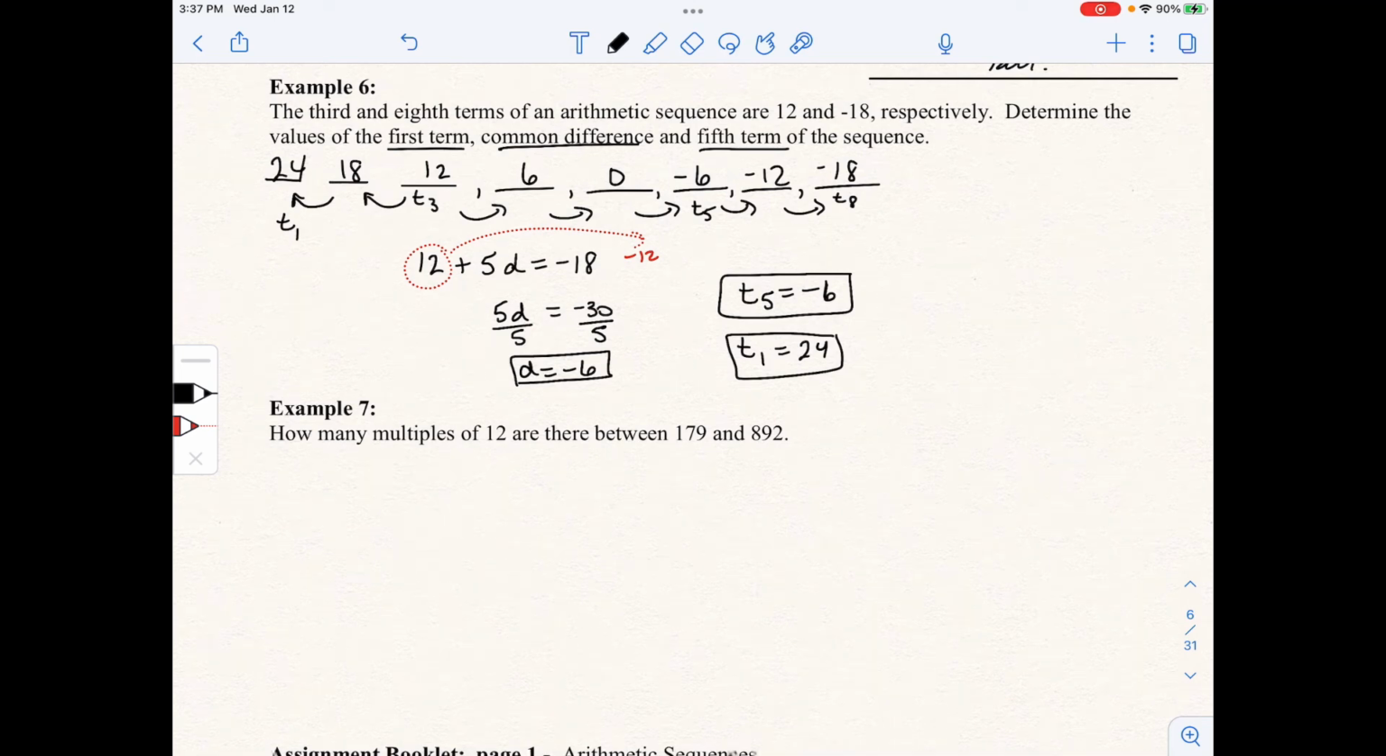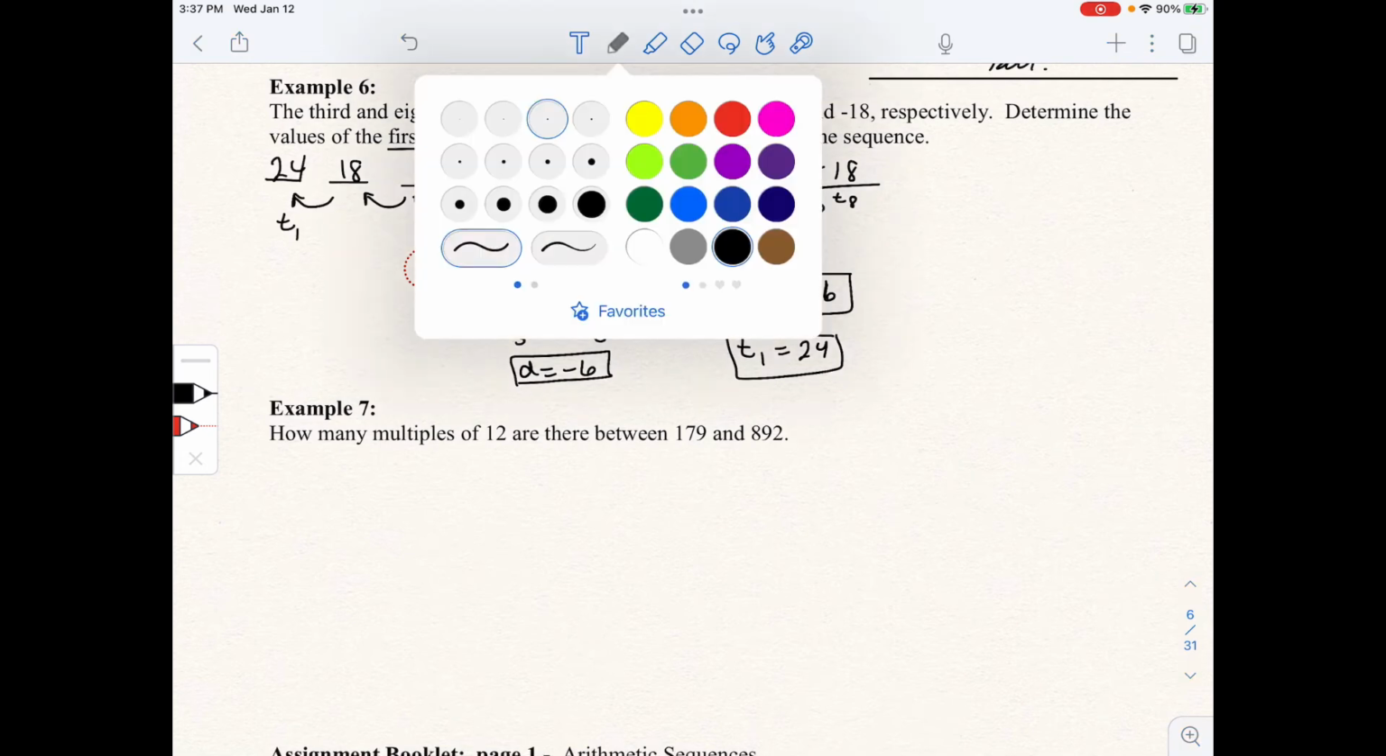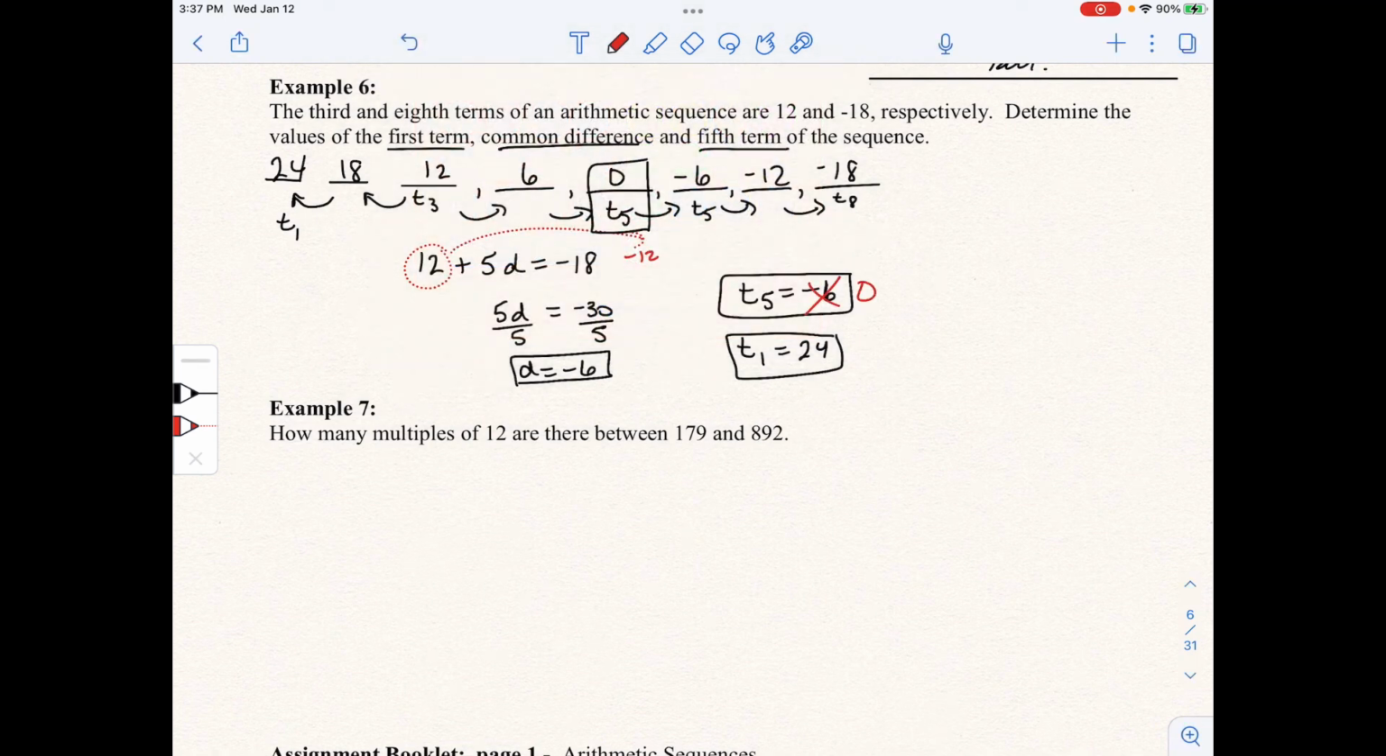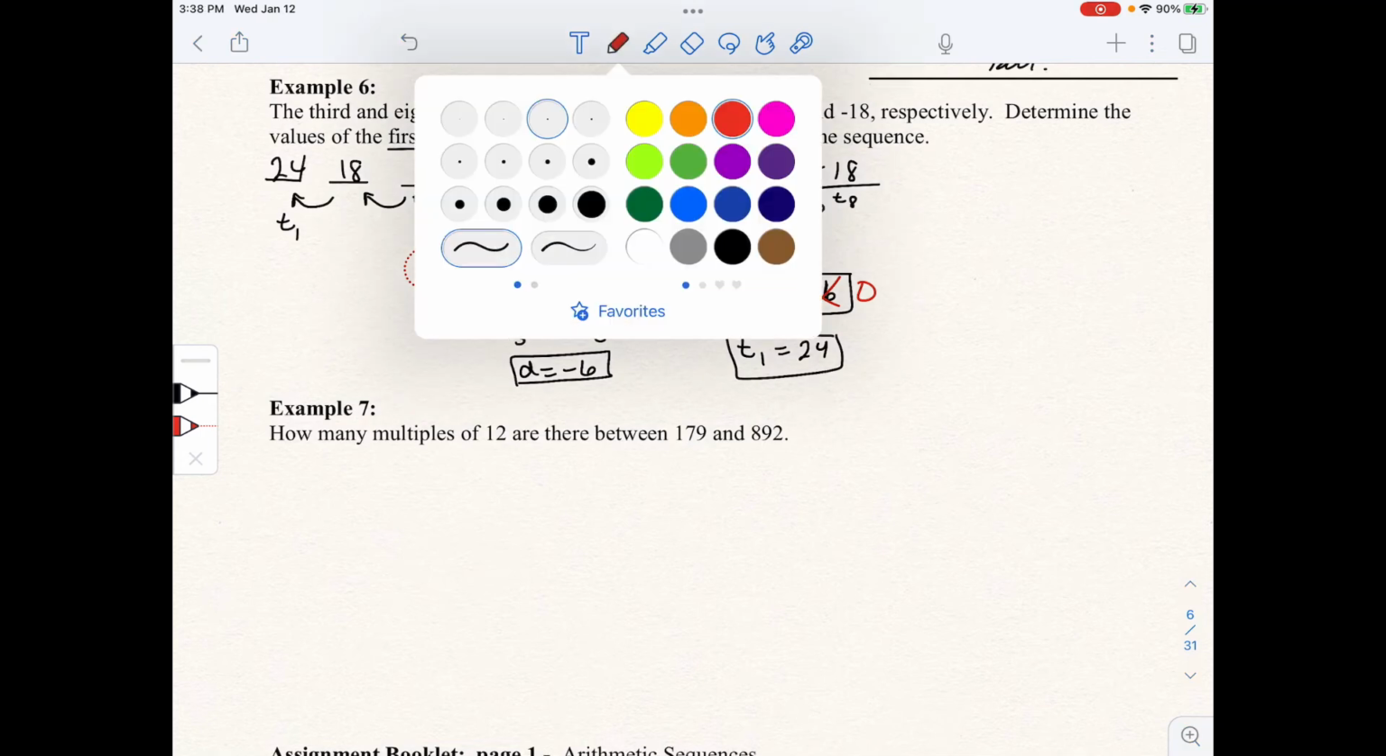Oh, I just realized, 3, 4. Oh, I can't count here. This is term 5 should be 0, not -6. Sorry. Term 5 should be 0. Term 6 is -6. Okay. That should be term 6. I just can't count my terms there. Sorry about that. All right.